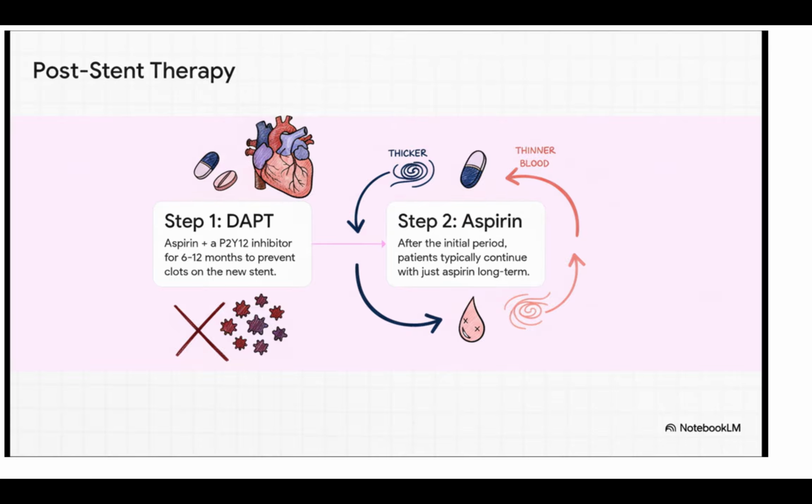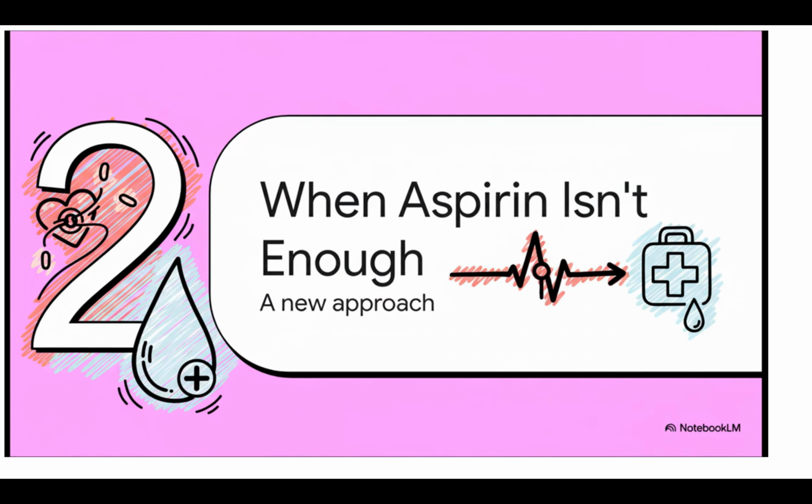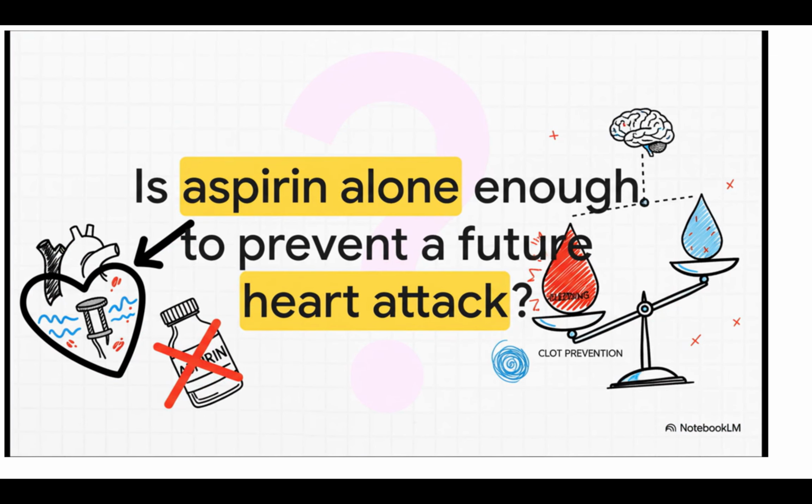Aspirin plus a second, stronger drug to make sure platelets don't get sticky and form clots on that new stent. Then, after that initial phase, the standard move was to drop that second drug and just continue with aspirin, usually for life. But, you know, science never stands still. Researchers started asking a really important question. Is this one-size-fits-all approach really the best we can do for every single person? And that led them right here.